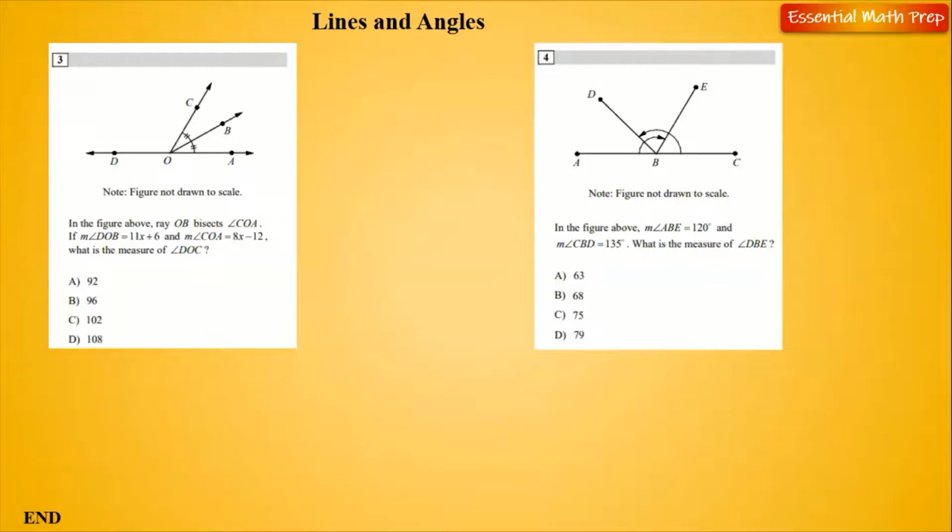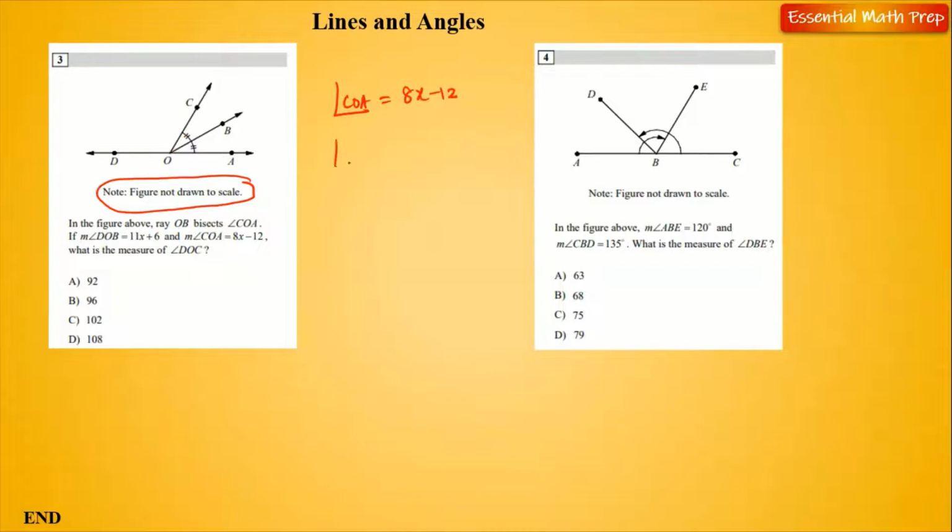In the figure above, ray OB bisects angle COA. If angle DOB is 11x plus 6 and angle COA is 8x minus 12, what is the measure of DOC? Even though they say the figure is not drawn to scale, they've provided other indications. They say OB bisects this angle COA, but they also show these little double lines. That means these two angles are equal. So we know that angle COA is equal to 8x minus 12.